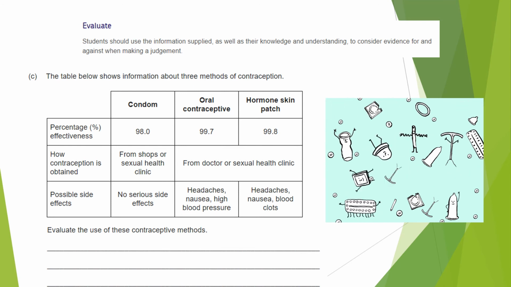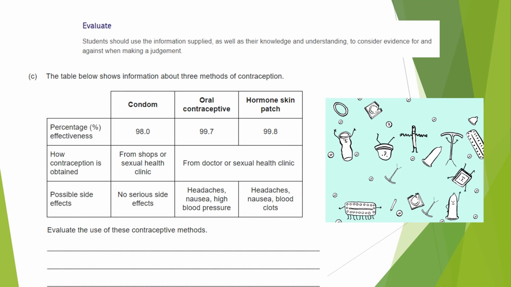The condom is actually easier to obtain because you can get it easily from the sexual health clinic or from just shops. Whereas with the oral contraceptive and the hormone skin patch, you need to go to the doctor to get it prescribed to you. Possible side effects, well, the condom has no side effects compared to the others. So that might be something to consider. So overall, you might then say, well, the condom also prevents you from getting STIs, which is not mentioned here. So remember, we have to use our own knowledge and understanding as well.